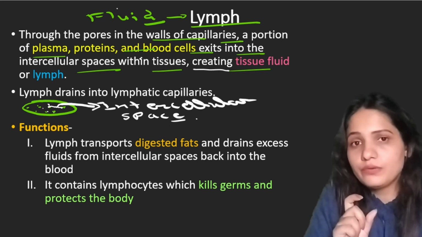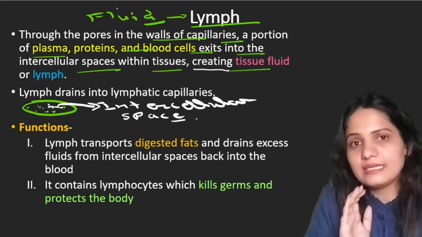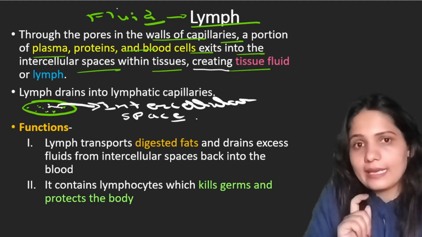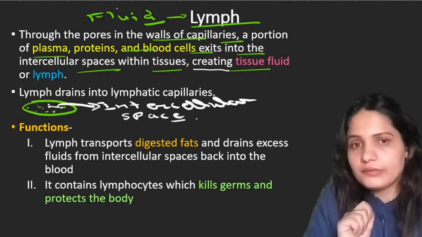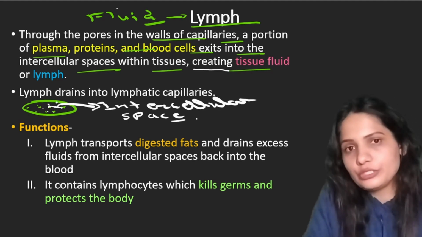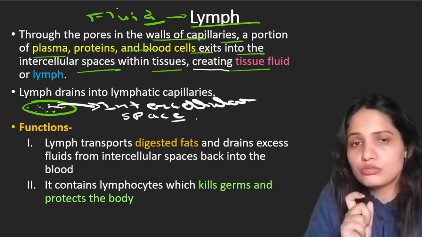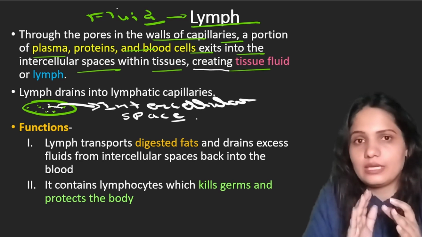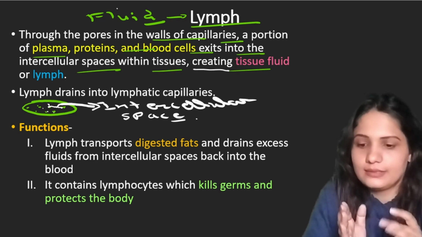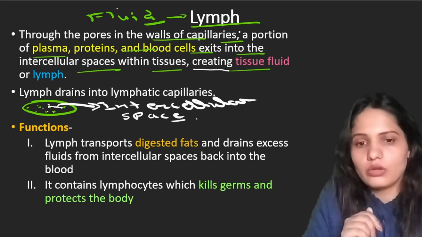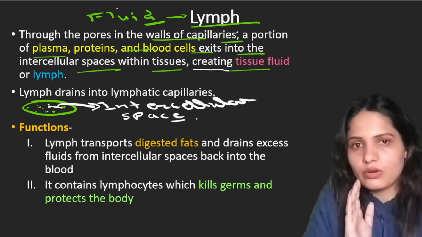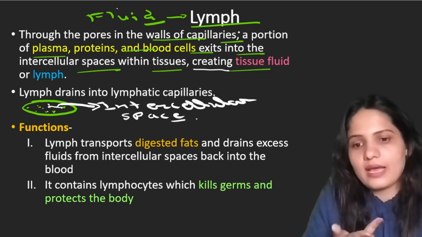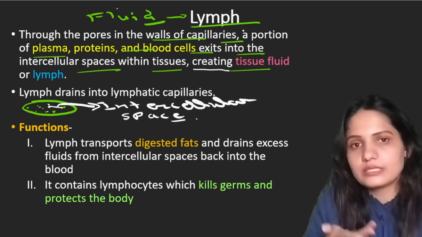So they form a fluid-like structure, and this fluid which is present between the cells due to the leakage of capillaries is known as lymph, or we can also say tissue fluid, as this fluid is present in tissue between the cells. So we can also say that tissue fluid is lymph. All right. Now this is all about the lymph. Definition of lymph: it is the leakage of blood through the wall of capillaries, and it contains plasma, proteins, and a certain type of blood cells.